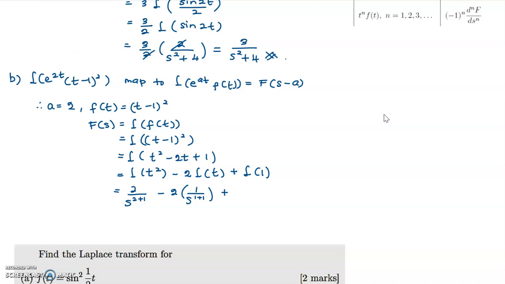Then Laplace of 1 is a constant, so in the table you need to refer to the first row: Laplace of k is k over s. Since our k is 1, the answer is 1 over s. So here the answer we can simplify as 2 over s cubed minus 2 over s squared plus 1 over s.